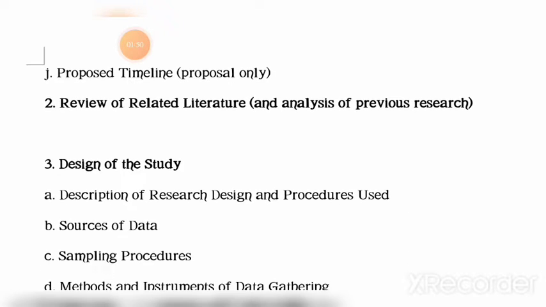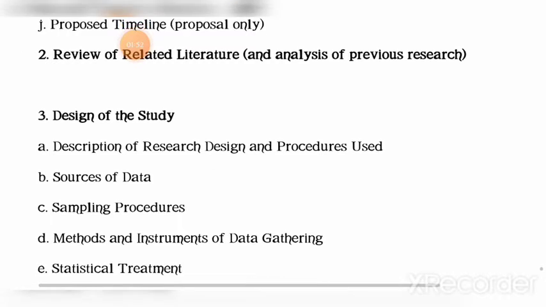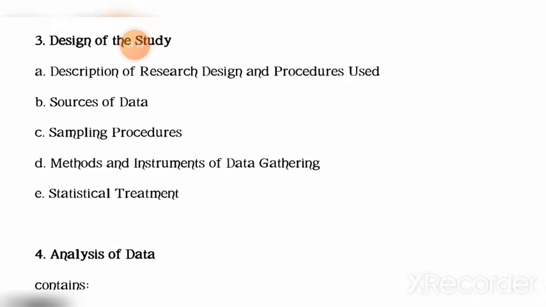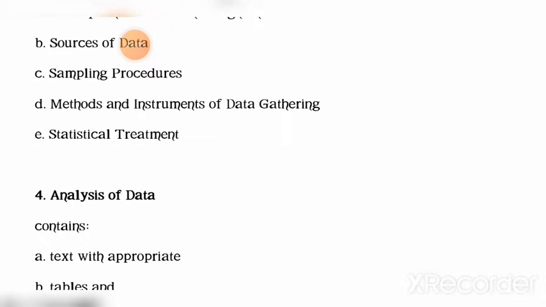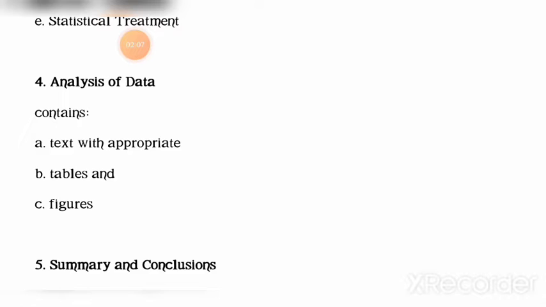Then review of related literature, it is another section. Design of the study. Under design of the study, we have subsections like description of research design and procedures used, sources of data, sampling procedures, methods and instruments for data gathering, statistical treatment. Then after that, we go to the analysis of data.